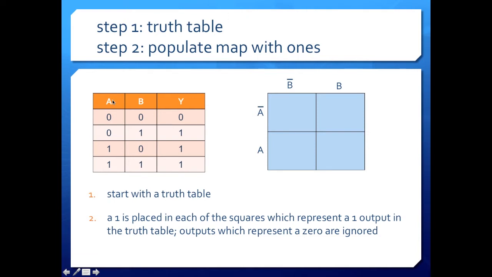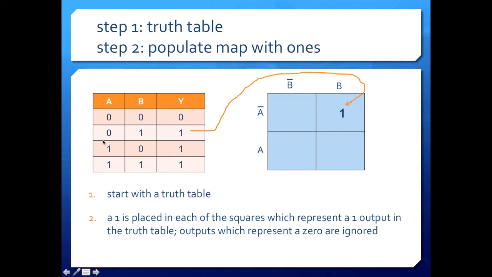Well, we remember that A, if it's 0, as a possible combination with B, which is a 1, that would be a not A, B. Well, let's find that intersection. Not A is here, B is here, and they intersect at this square. So we're going to put a 1 here in this square.